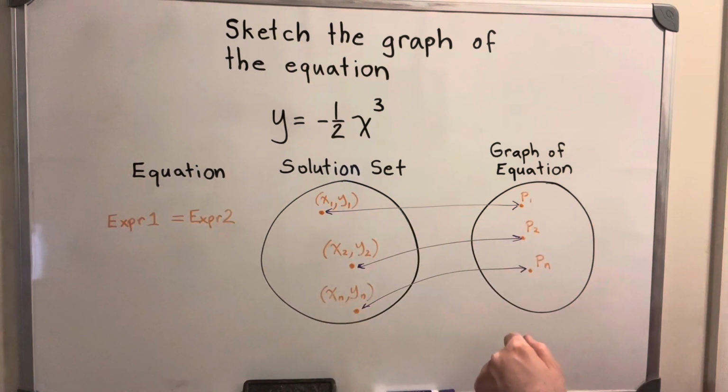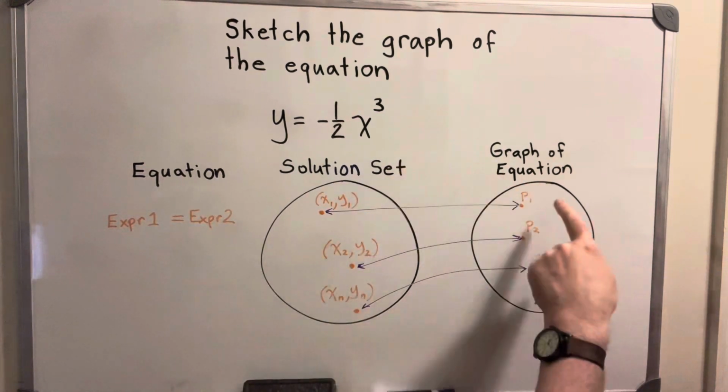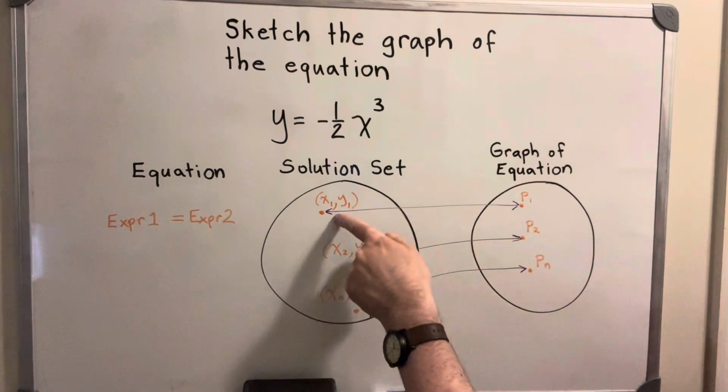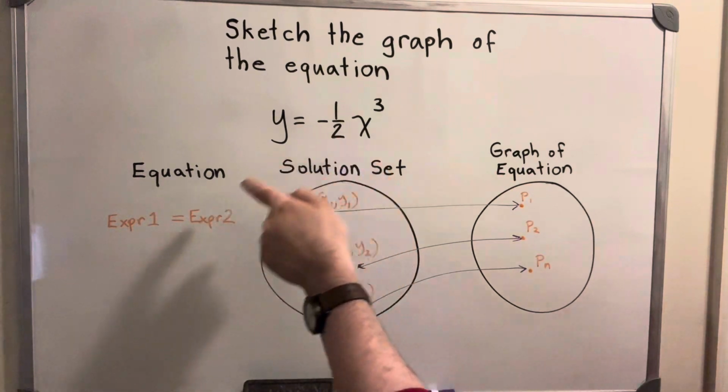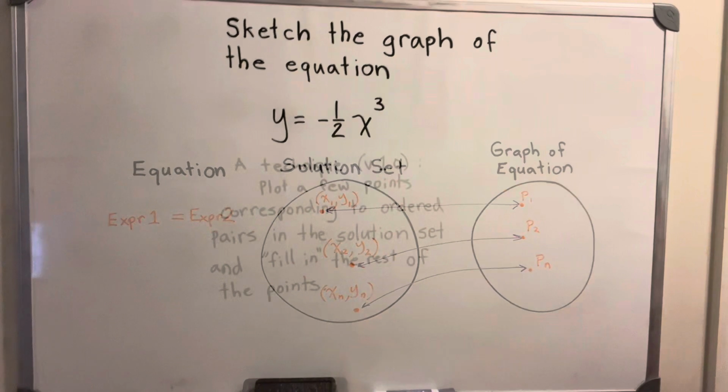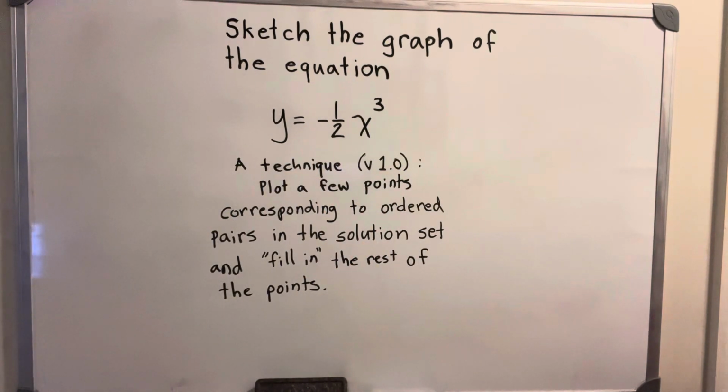So that's a little terminology that we'll use in the solution of this problem, which says to sketch the graph. So we need to have these points. To have these points, we need to find the solution set. To find the solution set, we need to look at the equation. So here's a very simple beginning technique, which is a good place to start. Plot a few points corresponding to ordered pairs in the solution set, and then fill in the rest of the points. So we'll do that with this example. This doesn't always work, but for simple equations, it's usually a good enough technique.